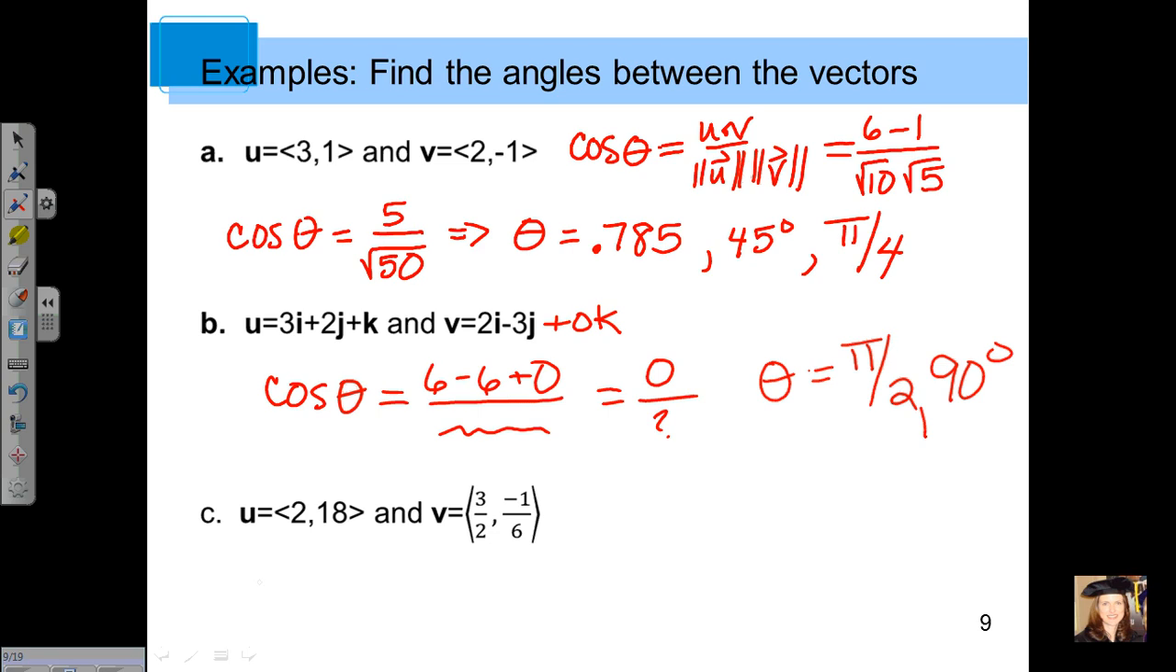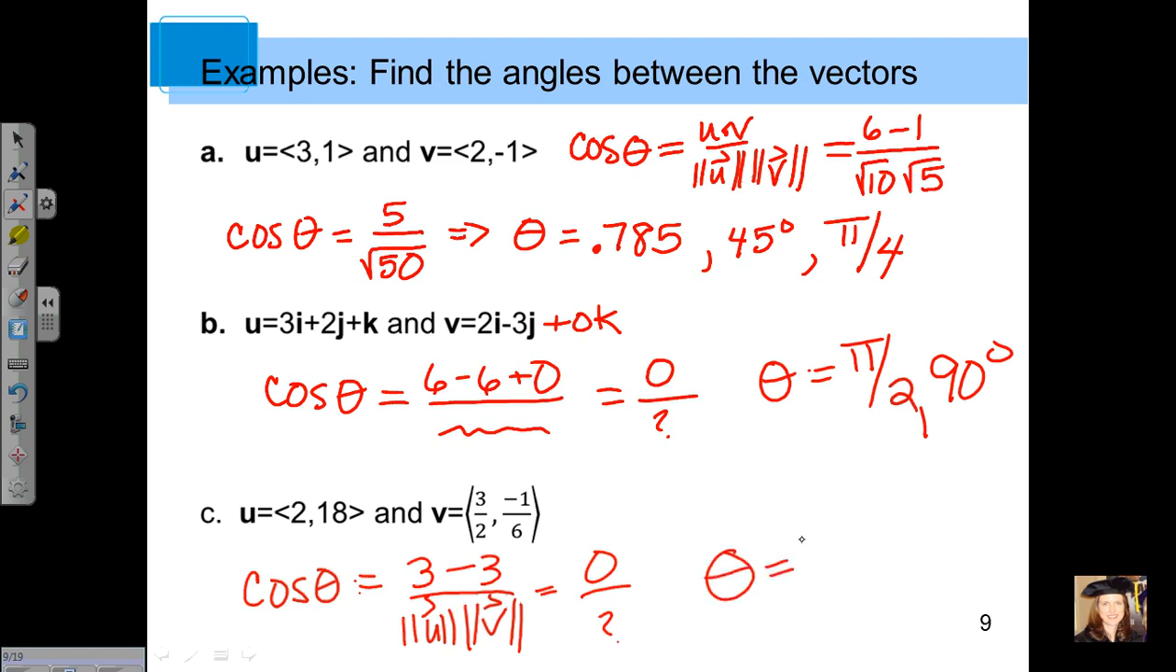Now let's look at the last example, finding the angle between u and v. It's the dot product in the numerator. 2 times 3 over 2 is 3, and 18 times negative 1 over 6 is negative 3, divided by the magnitudes of u and v. Again, I'm not even going to bother working through that because the numerator ends up being 0. So 0 divided by whatever ends up being in the denominator, you will find that the angle is pi over 2, also 90 degrees.